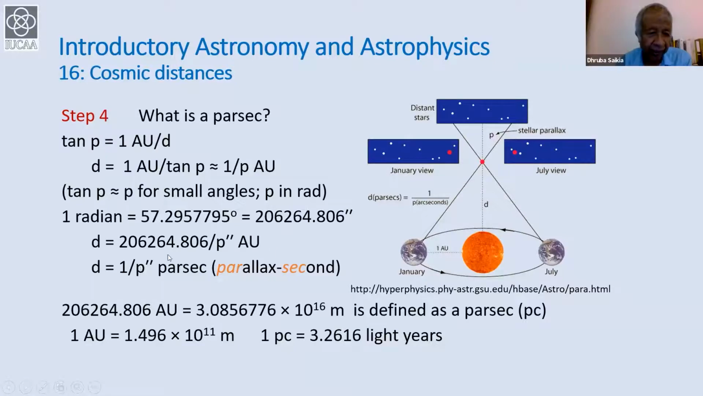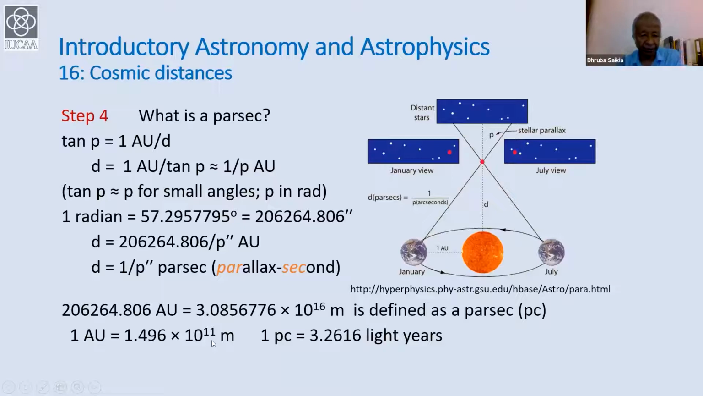Now, if I define this to be a parsec, then I put this 1 over here, so that when I have a parallax of 1 arc second, I have a distance of 1 parsec. So that means that this number over here would be what is expressed as a parsec, okay? Which is 3.0856, if you translate into meters, into 10 to the power of 16 meters, is defined as a parsec. And 1 astronomical unit, again, if you want to put it in terms of meters, it's 1.496 into 10 to the power of 11 meters.